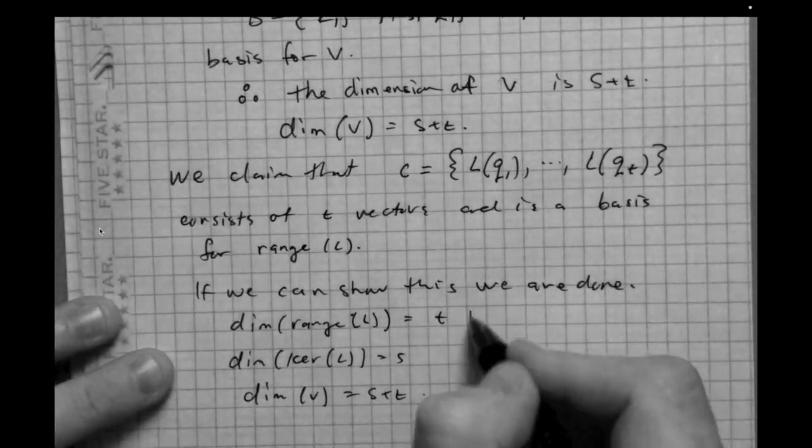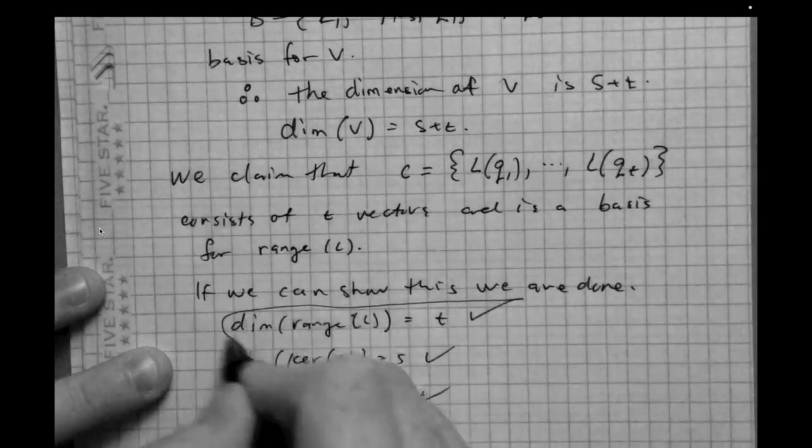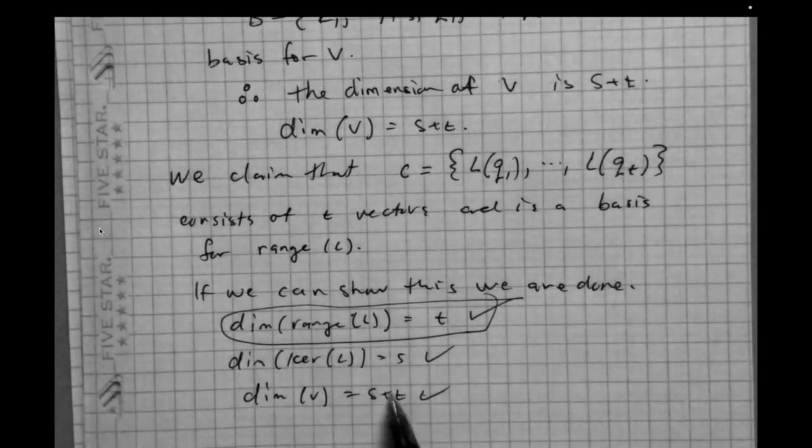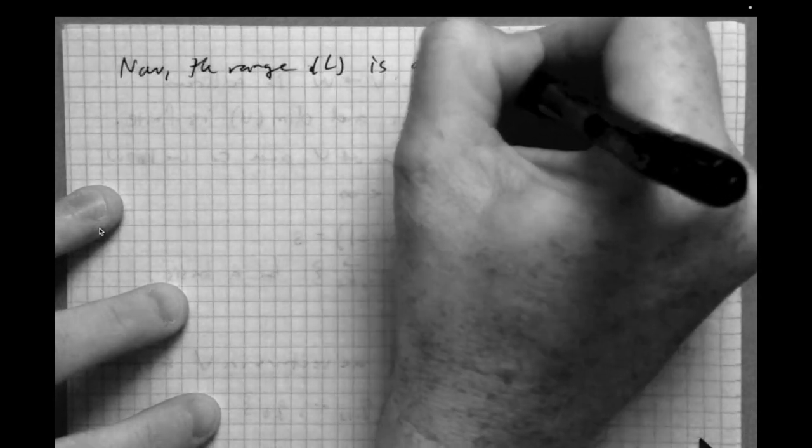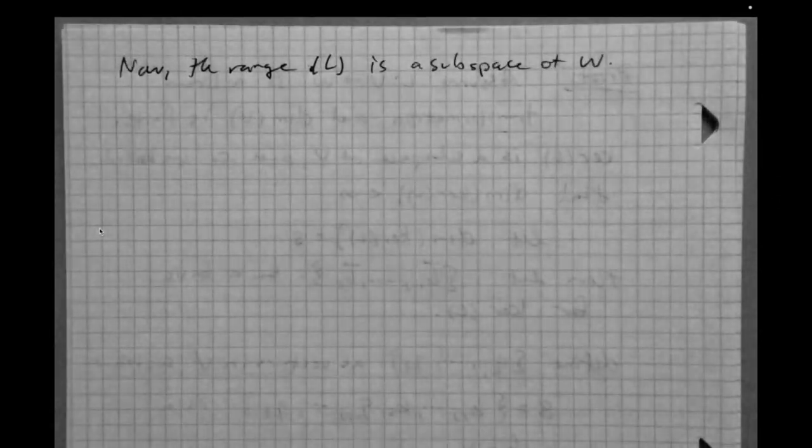So how are we going to show this one? These two we've kind of set the thing up to show. These two are more or less assumed. And what we'll see is that if we assume these two, then this one gets forced out. Okay, so let's do that. Let's flip this page here. So let's talk about the range a little bit, what we know about the range and how it relates to some of these things. So the range of L is a subspace of W, right?